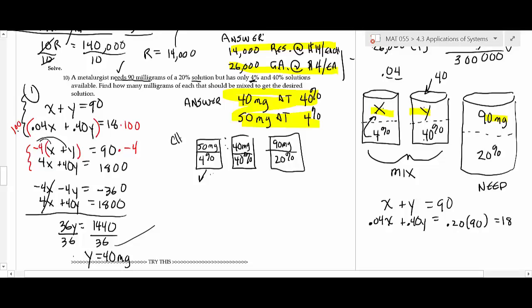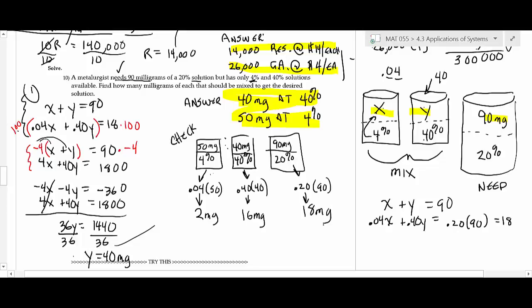So when you do the checking on here, here's what you basically do. You can do this on your calculator. Take 4% of 50, like that. Take 40% of 40, then take 20% of 90, and see if those numbers worked out the way they're supposed to, okay? Use your calculator if needed. So if you did 4% of 50, that would be, I think, 2. Okay, so that is going to be 2 milligrams there. If you did 40% of 40, that would be 16 milligrams. Then if you did 20% of 90, that would be 18 milligrams.